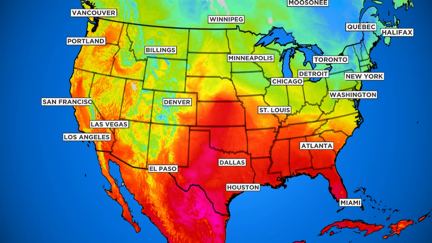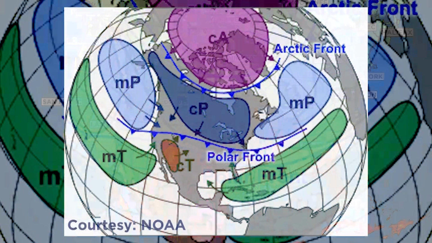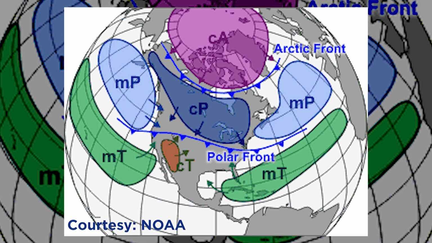Think about it. In the United States, it's warmer in the southern tier and colder in the northern tier. When you factor in both the temperature and moisture content, we get continental Arctic, continental polar, maritime polar, maritime tropical, and continental tropical in North America. Air masses tend to move around.